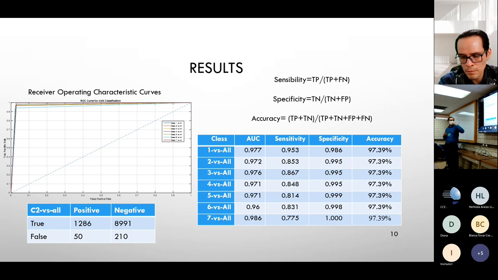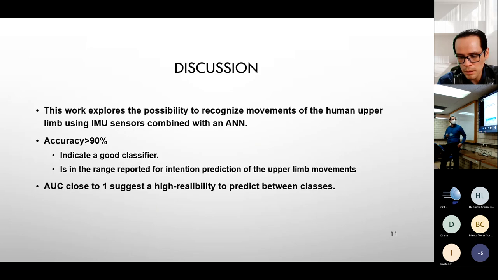The value of the area under the curve presented in the first part of the table determines how good it is as a classifier. According to the theory, a value close to one indicates that the classifier is good for the activity it is presented.